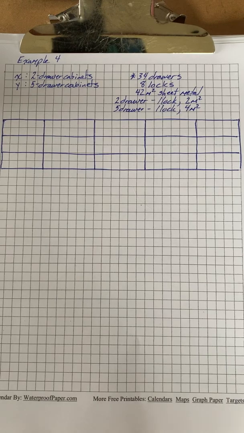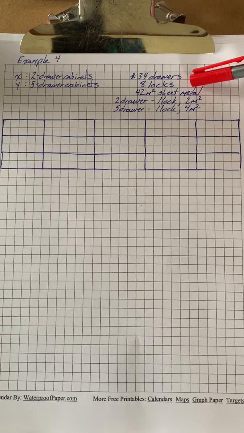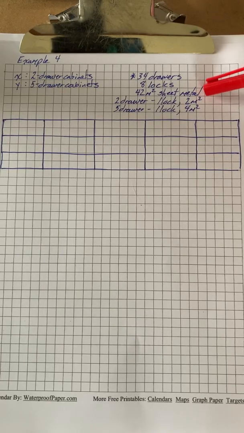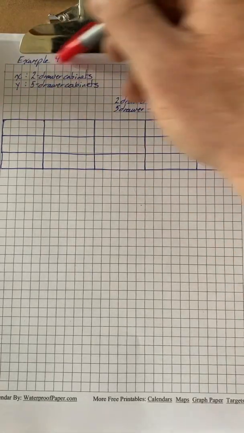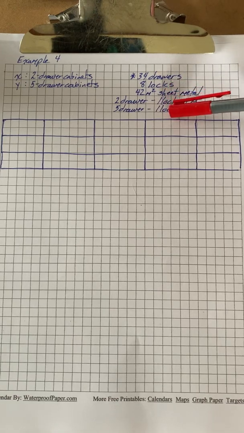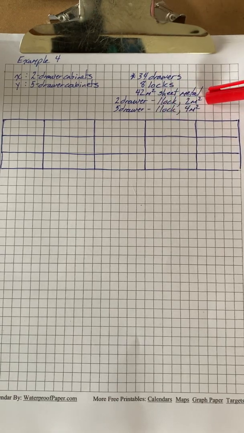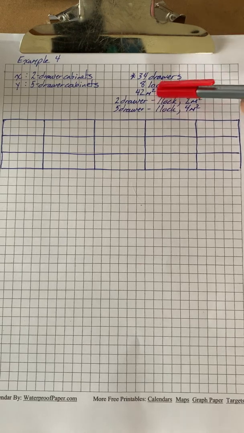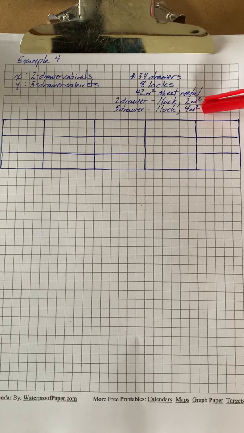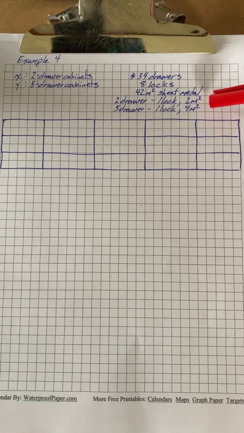The manufacturer has 34 drawers, 8 locks, and 42 meters squared of sheet metal. And so here I'm just picking apart all the information in the question. It says a 2-drawer requires 1 lock, and a 5-drawer does as well. And it takes 2 meters squared to make a 2-drawer filing cabinet, and 4 meters squared to do a 5-drawer. So what we'll do is make a table.